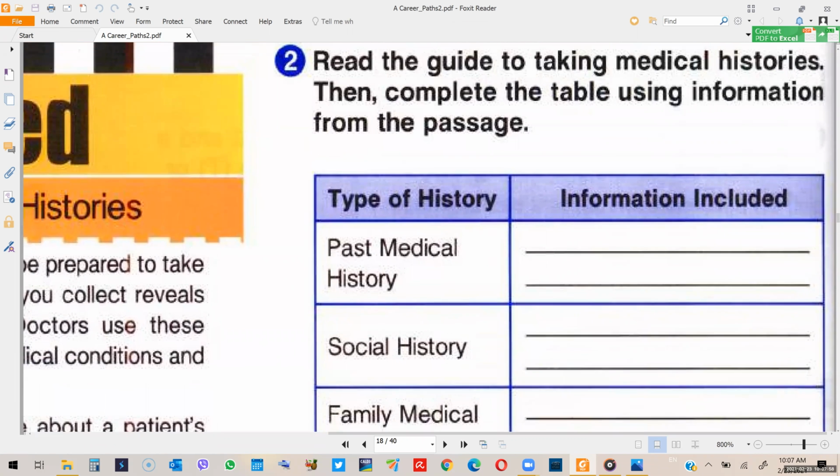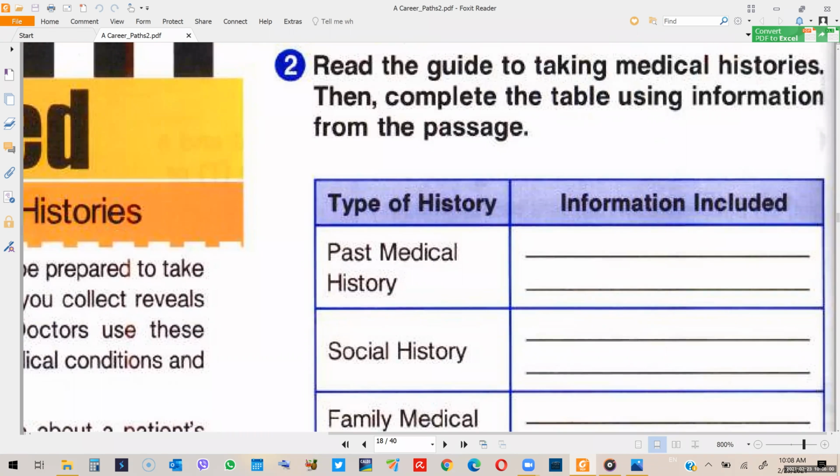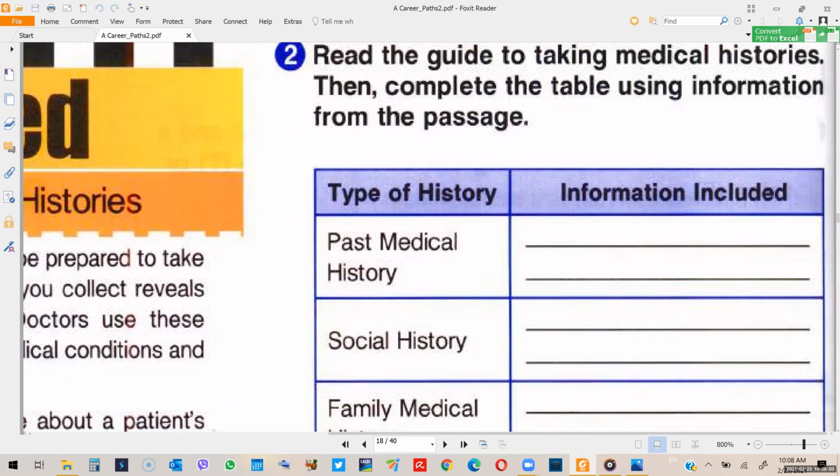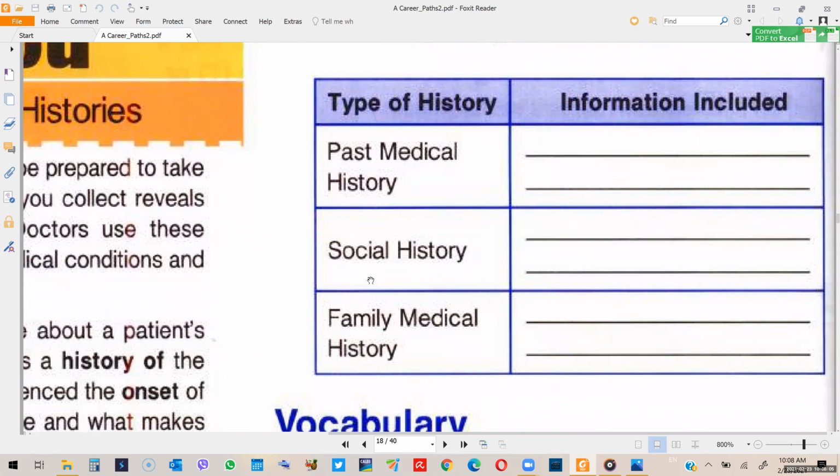And we are going through the guide to taking medical histories, then completing the table using information from the passage. We have type of history and information included. So we have past medical history, social history, and family medical history. We are going to ask the patient about the past medical history, then the social history, that means the surroundings of the patient, and finally the family medical history.